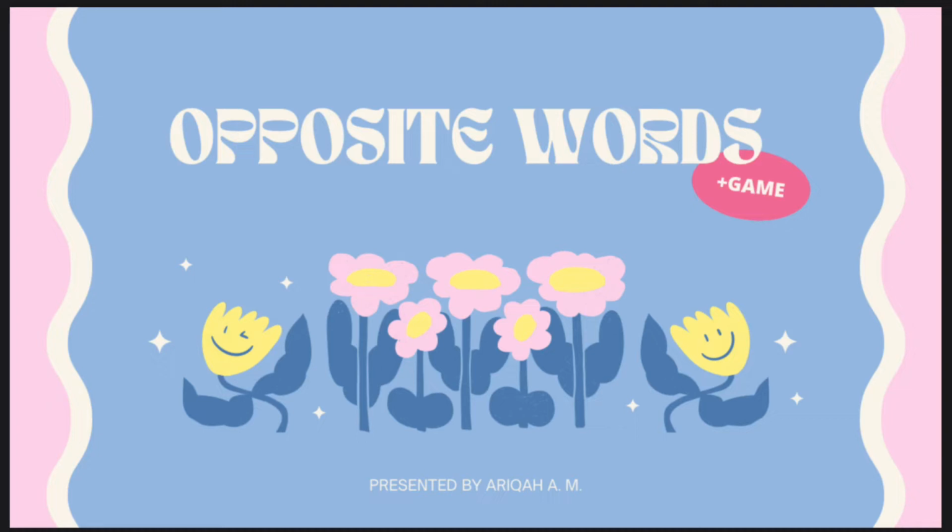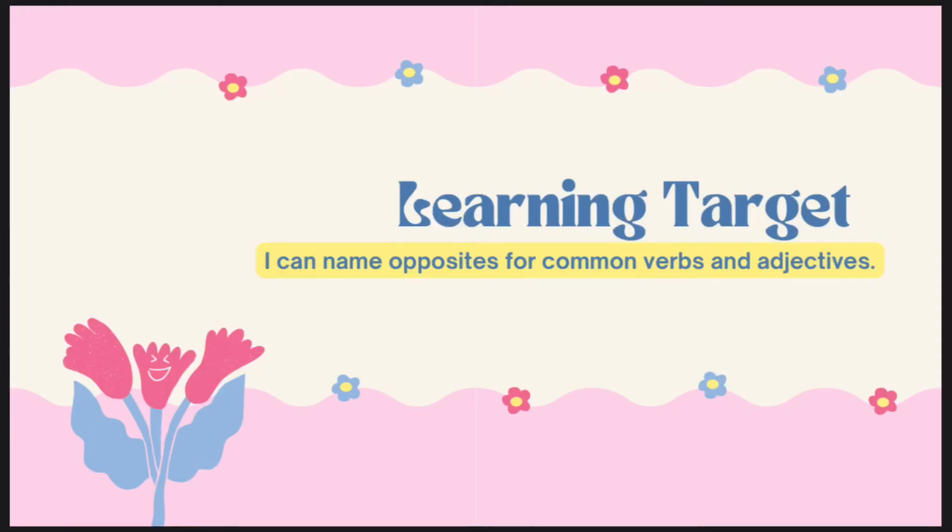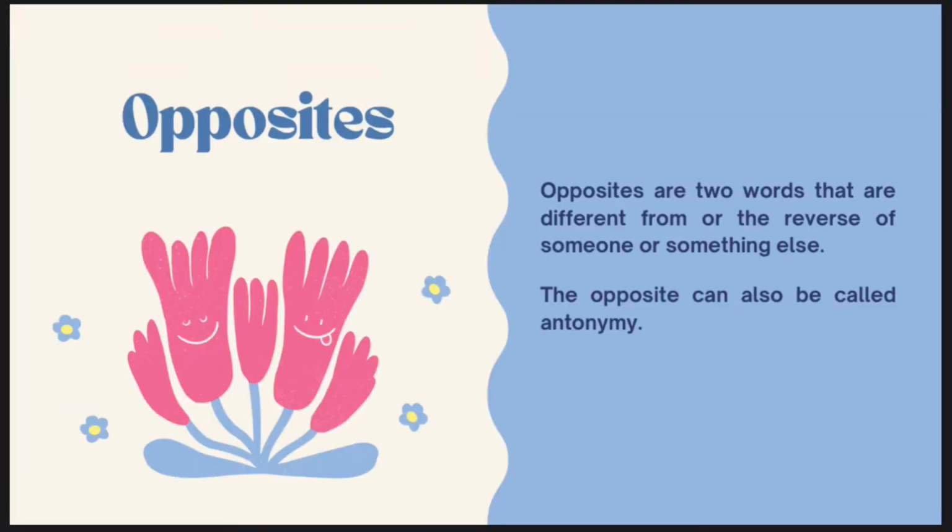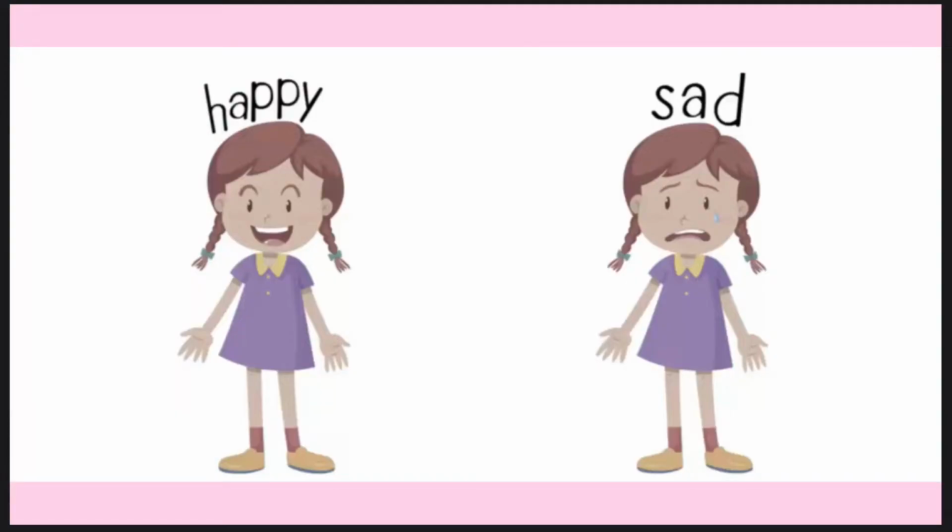Thanks for asking. Alright, in this lesson, you will learn to name the opposite words for common verbs and adjectives. Opposites are two words that are different from or the reverse of someone or something else. The opposite can also be called antonym. Happy is the opposite of sad, and sad is the opposite of happy. Are you ready to think of other opposites?